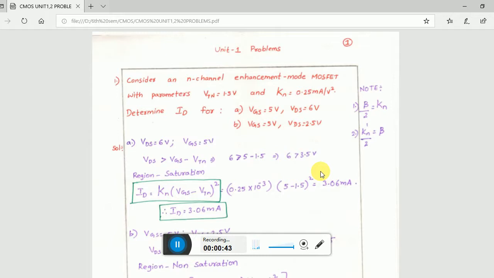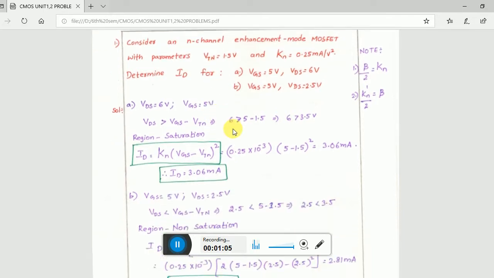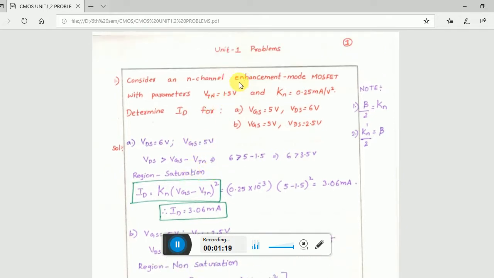So that you could solve the problem very easily. The first problem here is: consider an N-channel enhancement mode MOSFET with parameters Vtn and Kn is 0.25 A by V squared. Determine ID for VGS equals 5 volts and VDS equals 6 volts. The basic difference is that we have to see whether it is in the region of saturation, non-saturation, cutoff or linear. Okay, the first thing we have to see is whether the NMOS enhancement mode is in saturation, non-saturation or cutoff.